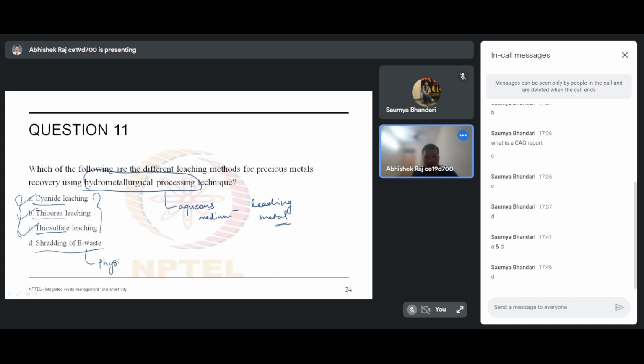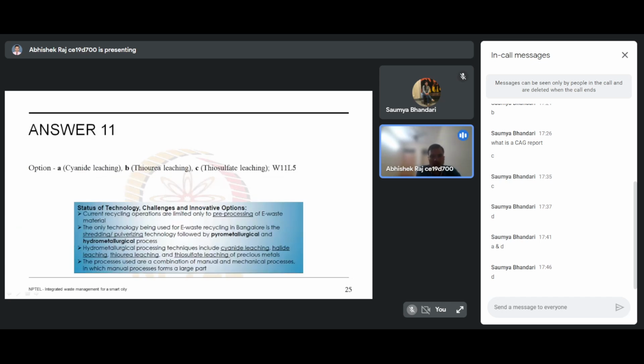It's basically a physical process. Moreover, we cannot obtain precious metal recovery directly from it. We shred for different purposes. For the TCLP test also we need to shred the e-waste into small components. So it is a physical process. Here we are concerned about a chemical process. So A, B, C are correct: cyanide leaching, thiourea leaching, and thiosulfate leaching. This was part of the fifth lecture of this week.